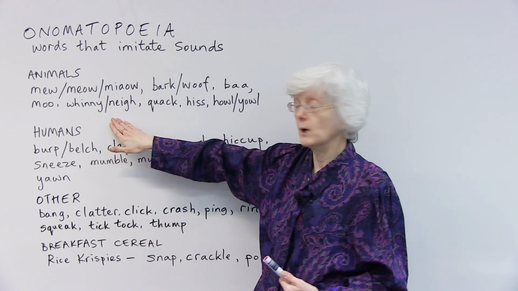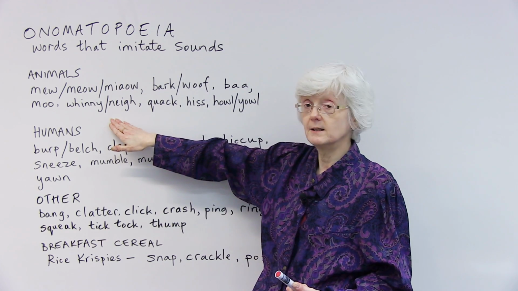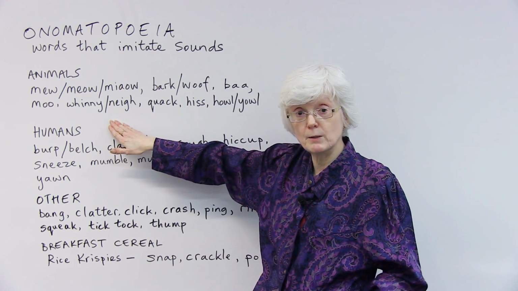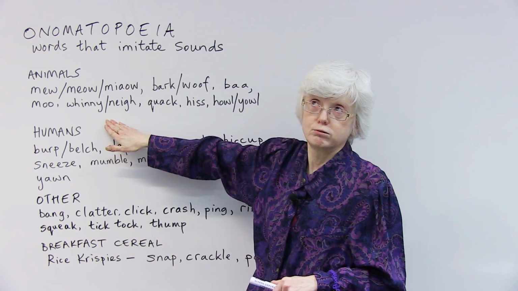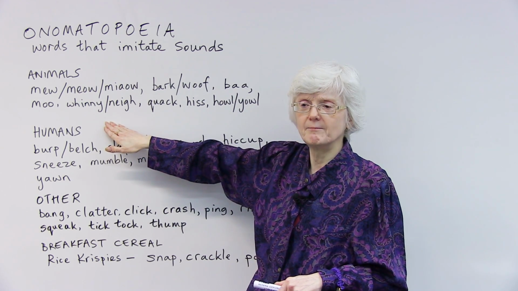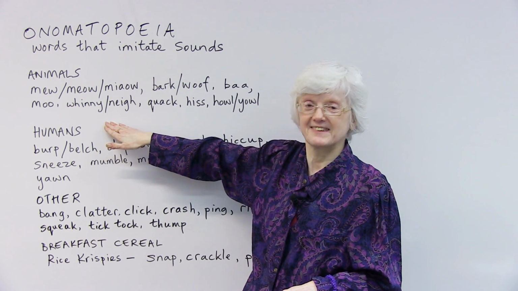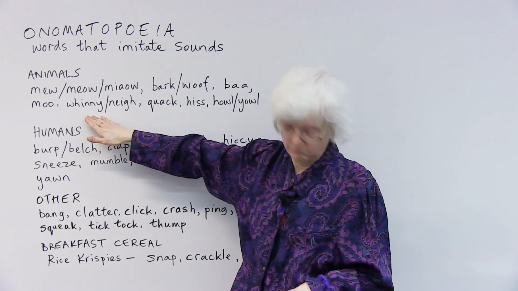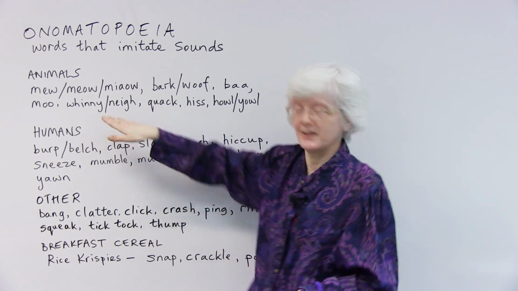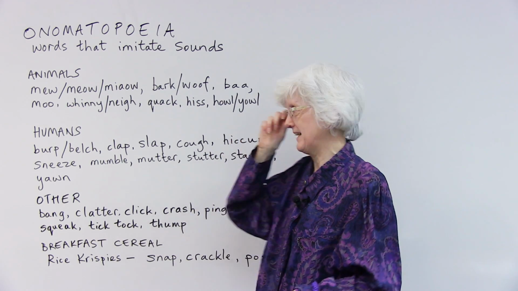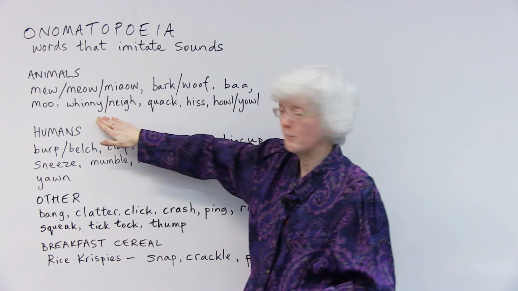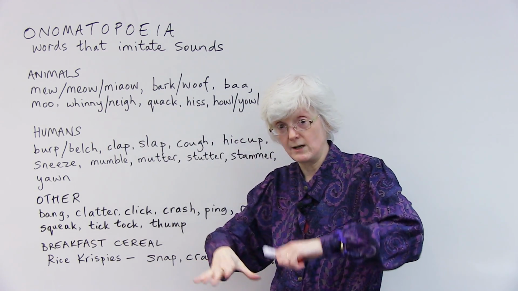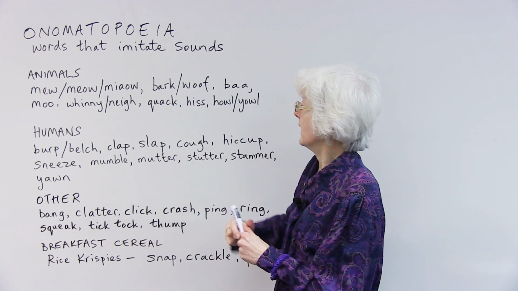Okay, this one, whinny and neigh, is for a horse or a pony. I don't know if I can do this. Neigh, something like that, or that sort of sound. And they shake their head as well. Okay, so that's a horse or a pony. The pony is a smaller version of a horse.